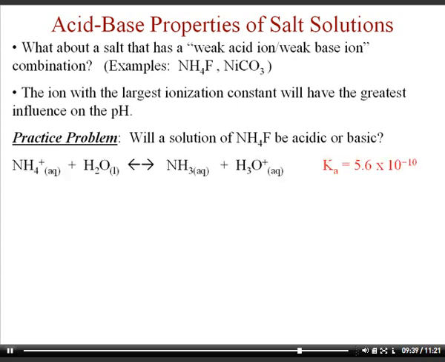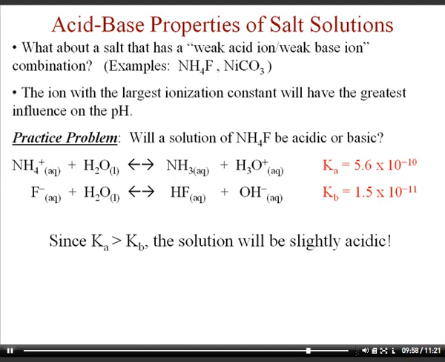So let's look at an example. We have the salt ammonium fluoride. Now, the Ka value for the ammonium ion is 5.6 times 10 to the negative 10th. The Kb value for the fluoride ion, once it undergoes hydrolysis, is 1.5 times 10 to the negative 11th. So which value is bigger? Well, the Ka value is a little bigger than the Kb value, so this solution will be slightly acidic, which means there are going to be a few more hydronium ions in the solution than hydroxide ions.